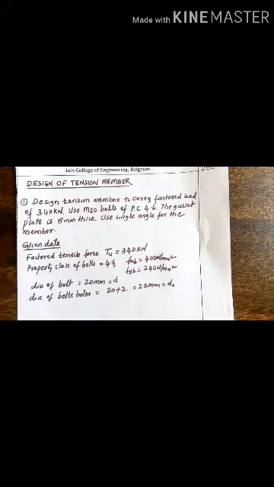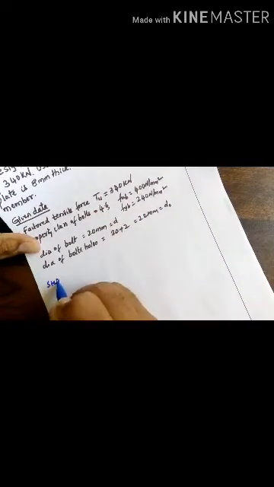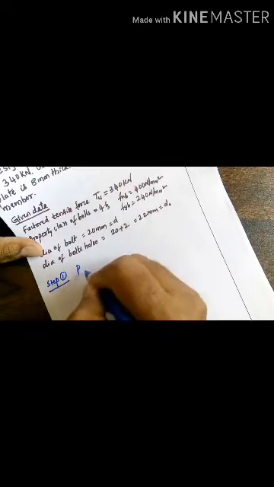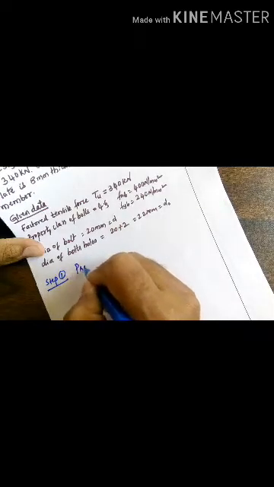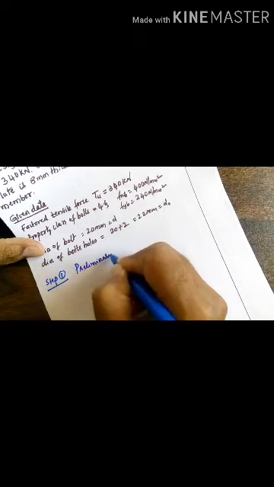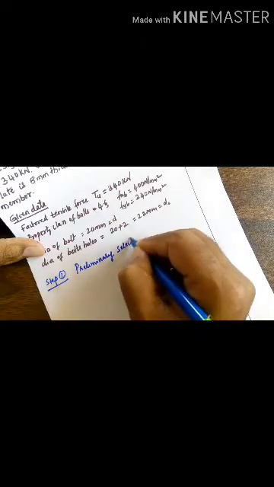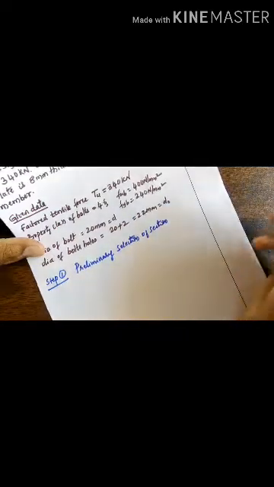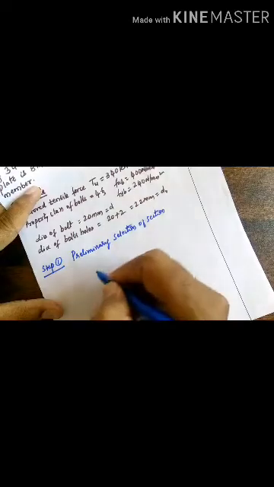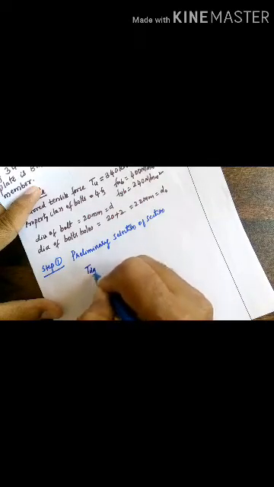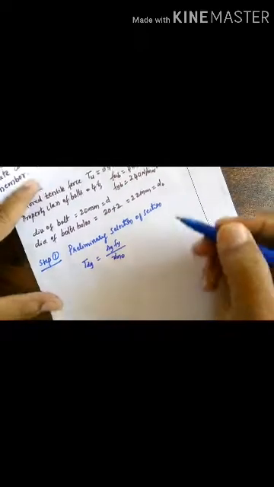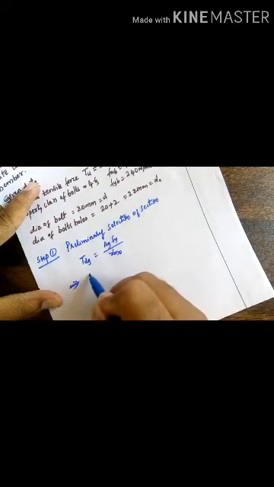Step 1: preliminary selection of section. So you have to select a preliminary section. You have to use the formula Tdz equals Az into Fy divided by gamma m0. From this formula you get Az.